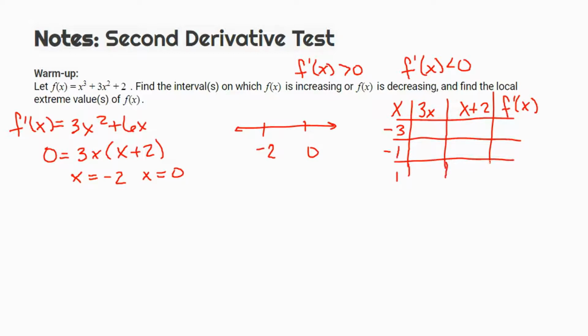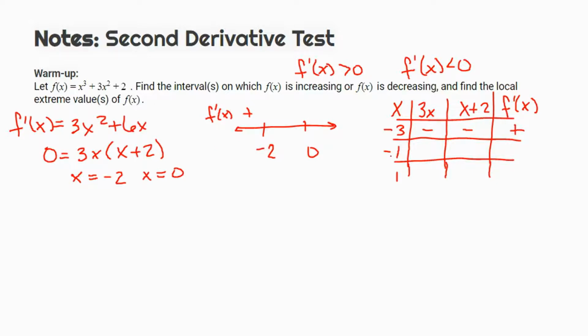Okay, so if I put in a negative value for my first factor, this is going to be negative. For my second factor, a value of -3 is also going to make this negative. So ultimately, the sign of my derivative in this interval is going to be positive. So I'm going to put a plus right here. And this just gives me the sign of the derivative.